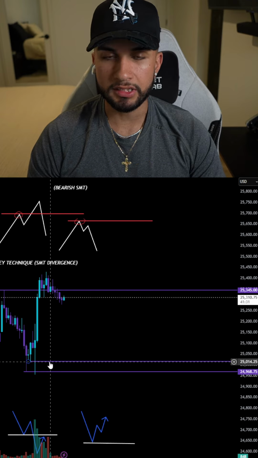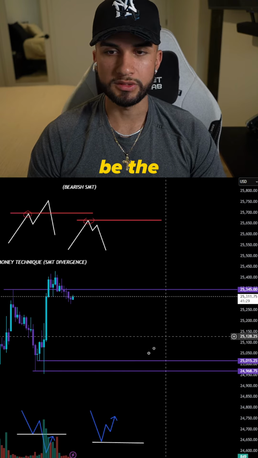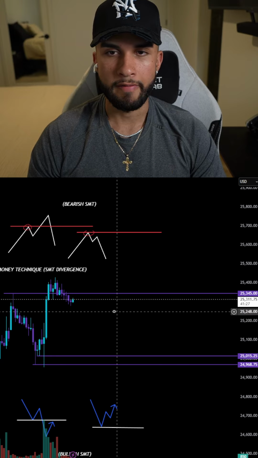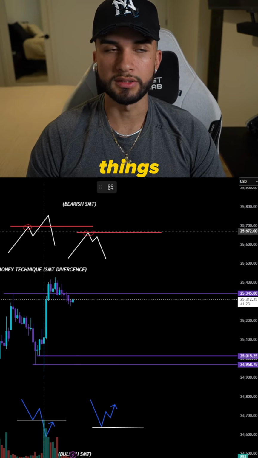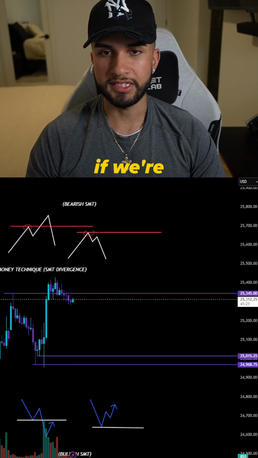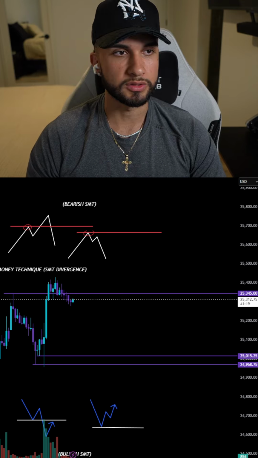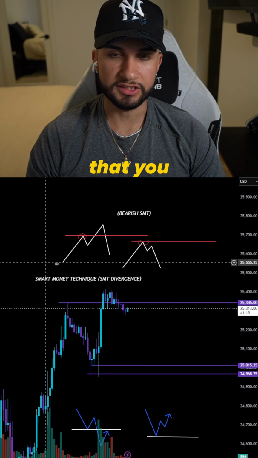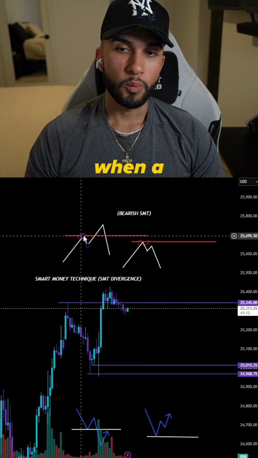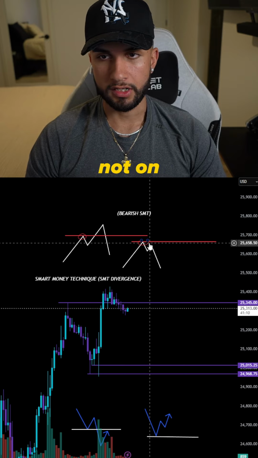in that direction. What I'm going to be breaking down today is going to be the bullish SMT that we saw. Understanding the difference between a bullish and bearish SMT is going to be one of the most important things because it's going to have you understanding if we're going to go for longs or we're going to go for shorts. So here, as you guys can see, a bearish SMT is going to be something that you guys use when a high is swept on one and not on another.